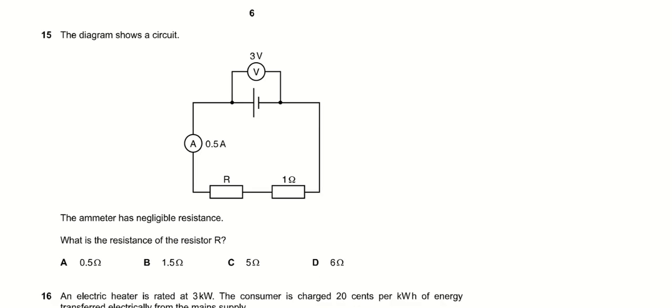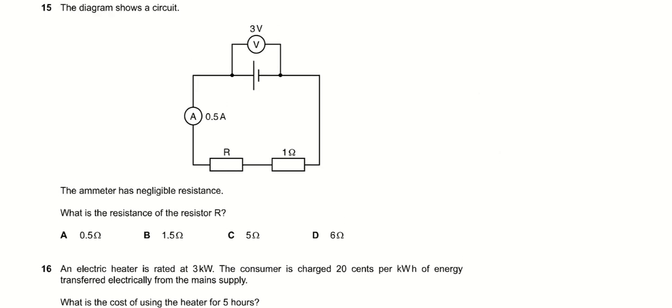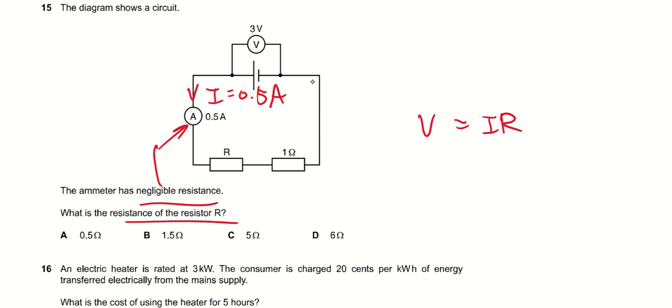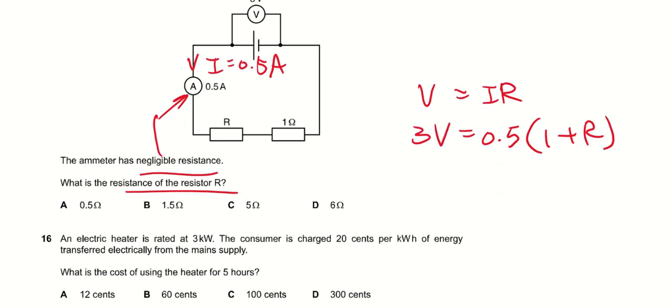Now, the diagram shows a circuit. The resistors are connected in series. The current is 0.5 ampere, and the ammeter has negligible resistance. What is the resistance of resistor R? We can do this: V equals IR. Because they are in series, I can add up the resistance, which is 1 plus R, and V is 3. So 3 V equals 0.5 plus 0.5 R.